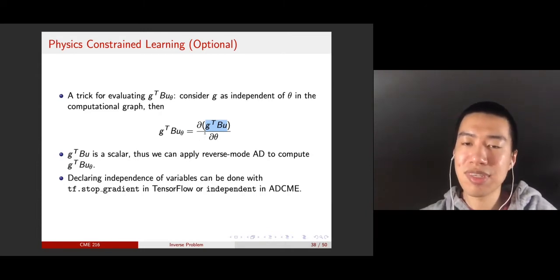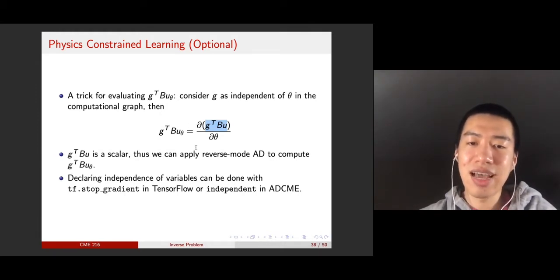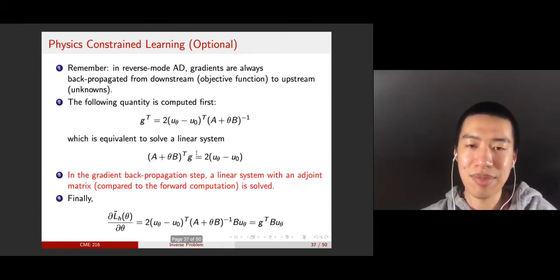Yes, the reverse mode automatic differentiation. You can take the derivative of a scalar with respect to a vector, and that can be done very efficiently in reverse mode automatic differentiation. Technically, this is done using the so-called tf.gradients in TensorFlow, or the gradients function in ADCME. They are actually the same function. Using this technique, the computation can be very efficient and useful here.